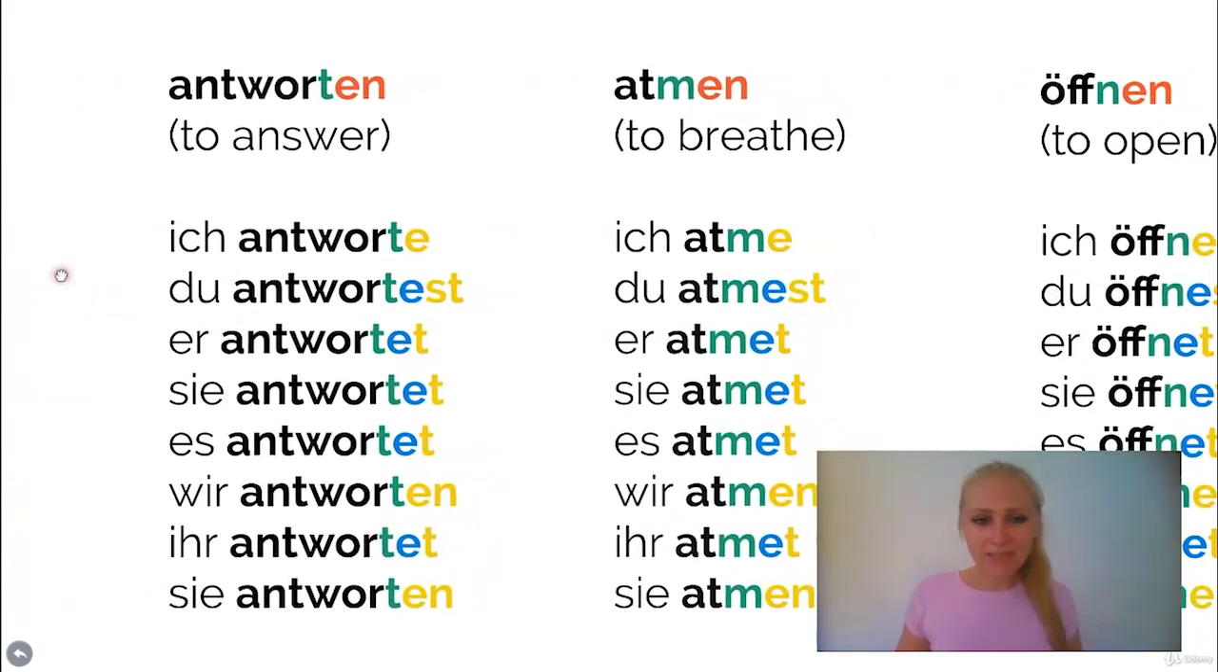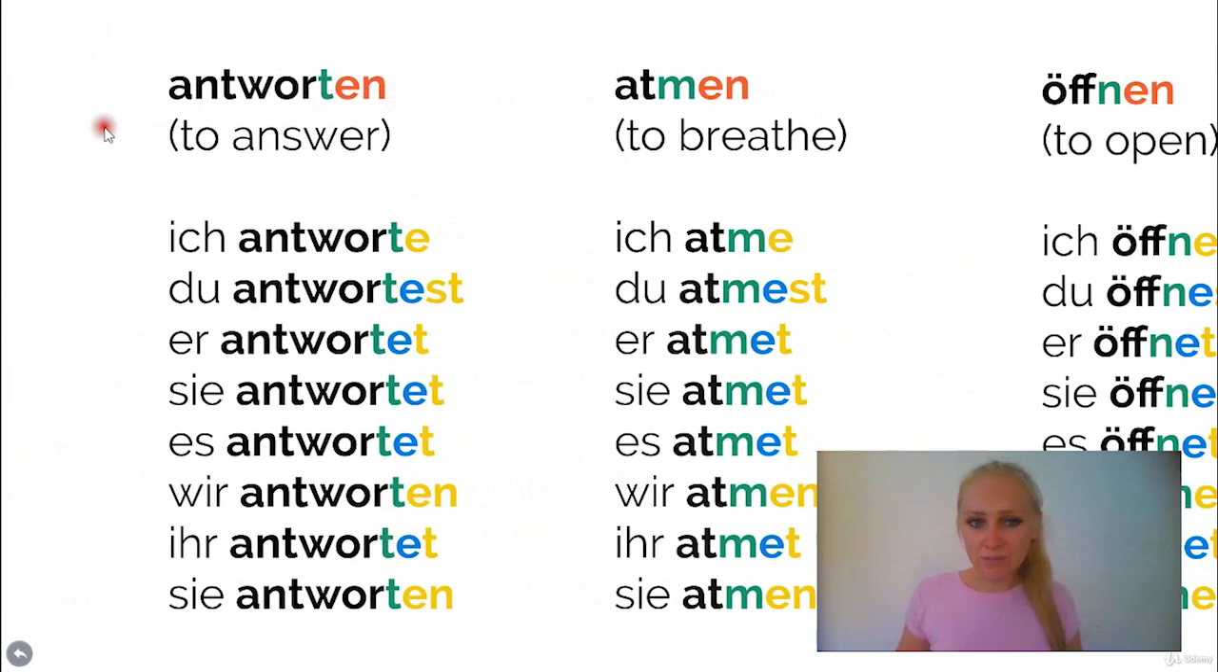Then we have another example, antworten. Antworten means to answer. After taking away the -en, you have a t at the end of the stem. So it's antwort. So let's have a look at the conjugation. Ich antworte, du antwortest. Here you see again the blue e's, which you have to add extra. Er antwortet, sie antwortet, es antwortet, wir antworten, ihr antwortet und sie antworten.